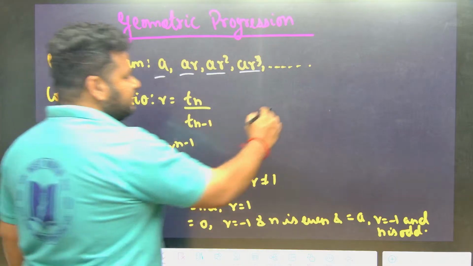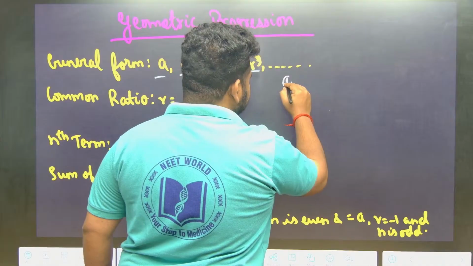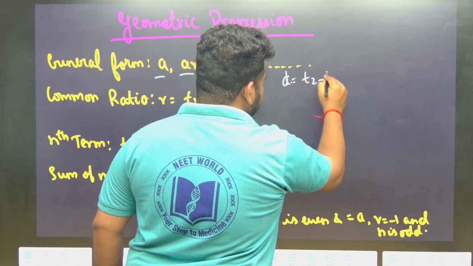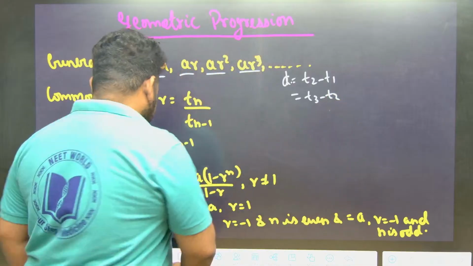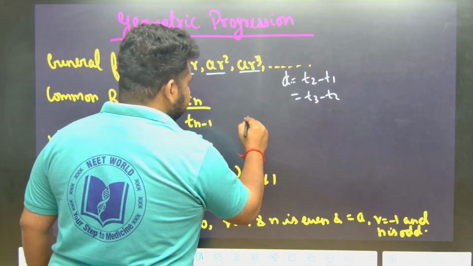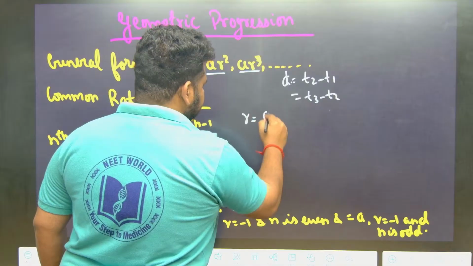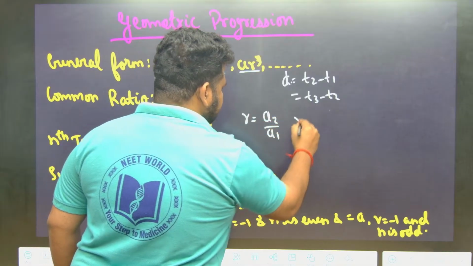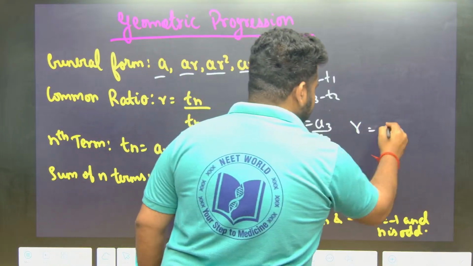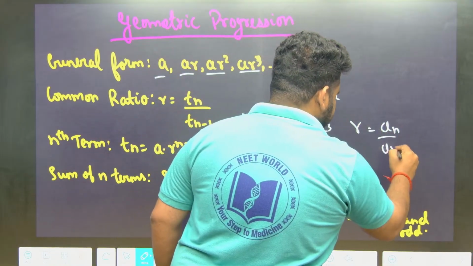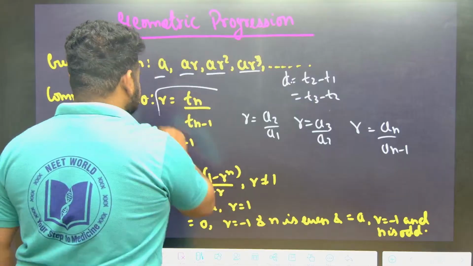In common difference, the d we will write as T2 minus T1, or T3 minus T2, something like this. But here, the common ratio r we will write as r is equal to a2 by a1, r is equal to a3 by a2, like that. Or I can write r is equal to an by an minus 1. So that is what the common ratio is given by.